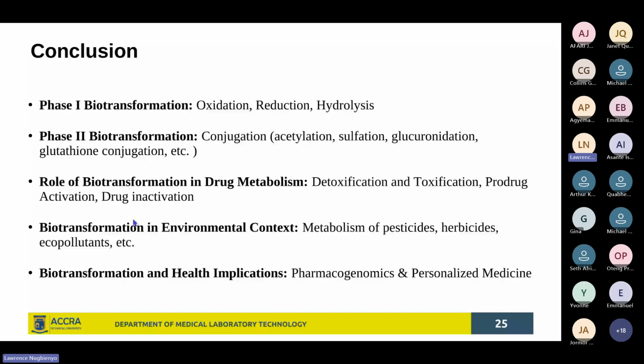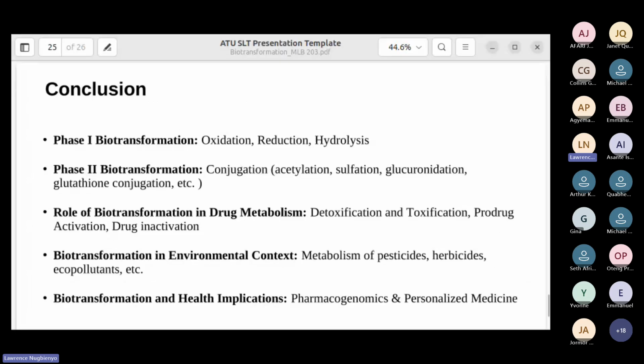We also saw biotransformation in an environmental context, looking at metabolism of pesticides, herbicides, which can result in some ecopollutants. And then briefly, we looked at the health implications of biotransformation, looking at personalized medicine, looking at the importance of individualizing or customizing drug dosages for different individuals. So that is what we have gone through so far.